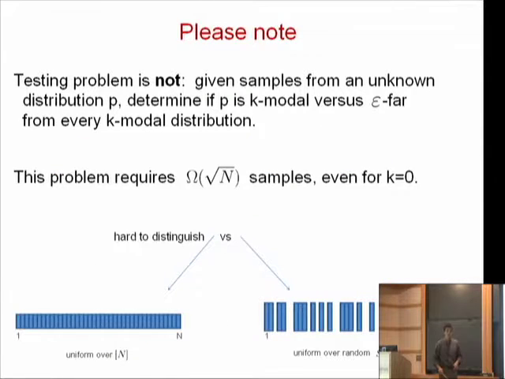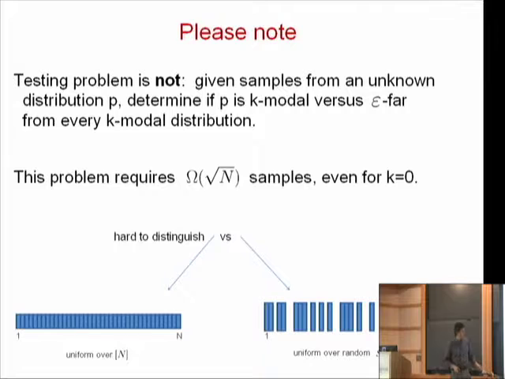I should mention here, let me just spend 30 seconds and tell you the testing problem we're not going to solve, because this problem will come up later, but I don't want confusion about it in the beginning. The testing problem that we're not dealing with is that you get samples from an unknown distribution P, and you want to figure out if P is k-modal or not. That's not what we're doing. That's a really hard testing problem. And there's a simple lower bound that tells us that it's really hard, right?